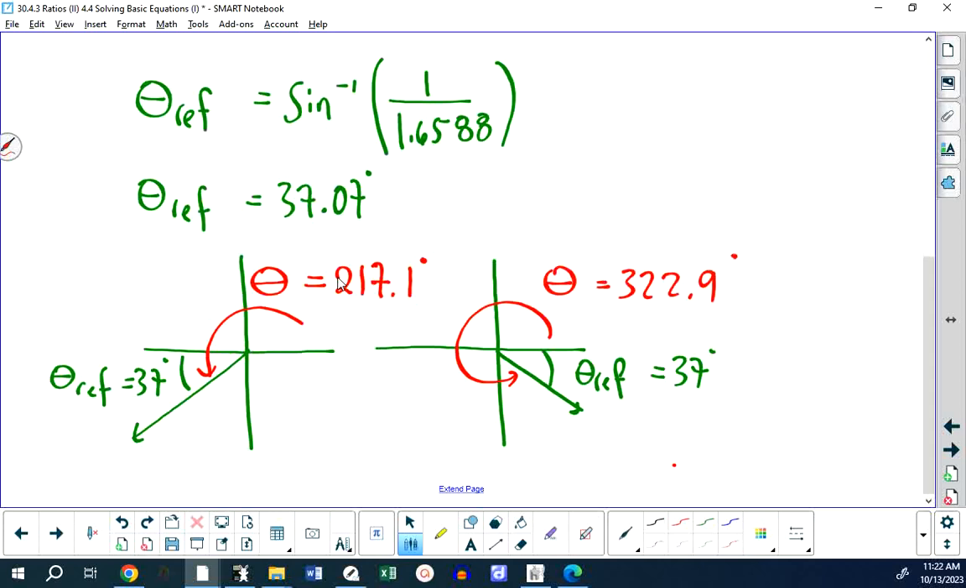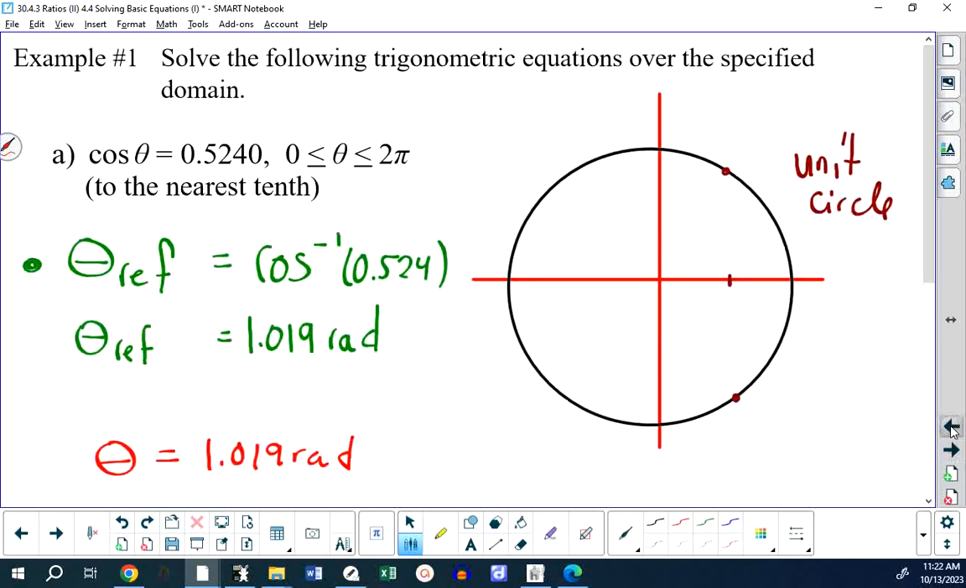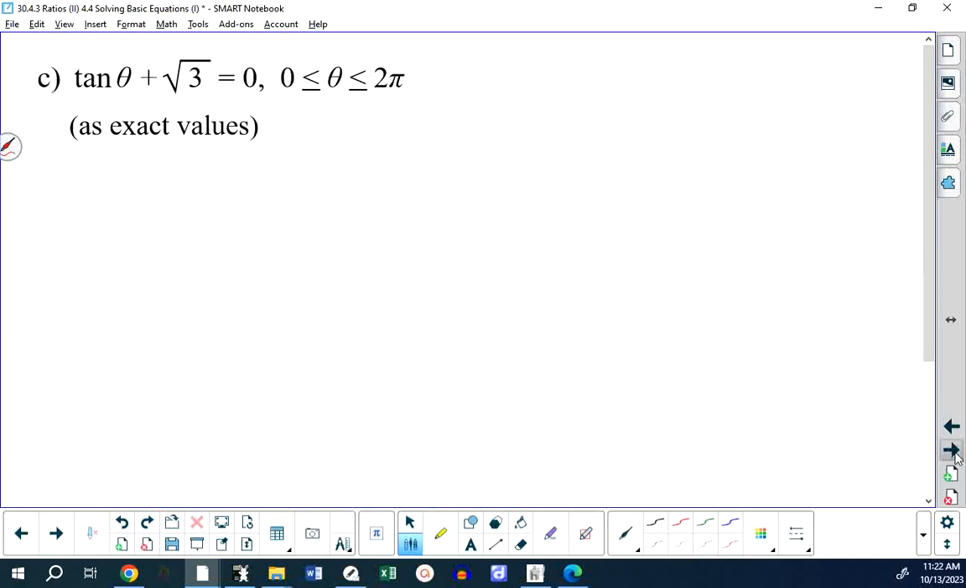Still good? This is the lesson. This is it. There's one more layer at the very end, but that's pretty much it. So this one is just, you know, a little extra step here. A said cos of theta equals a number. It was ready to go into your calculator to find a reference angle. B was basically ready to go into your calculator to find a reference angle. You had to flip something over. C is not. But it's pretty simple.